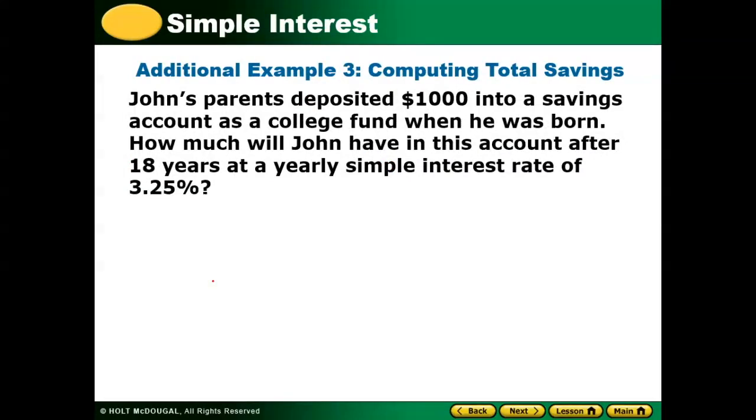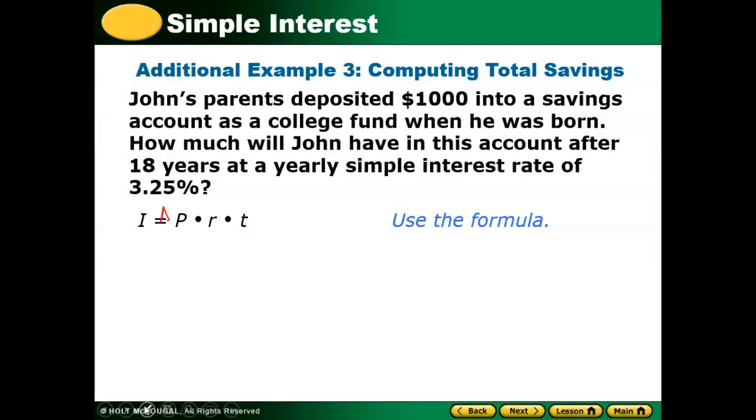So now let's figure out example 3, which is computing total savings. John's parent deposited $1,000 into a savings account as a college fund when he was born. How much money will John have in his account after 18 years at a yearly simple interest rate of 3.25%? Actually, I'm not going to write it out because it's going to be popping up here.